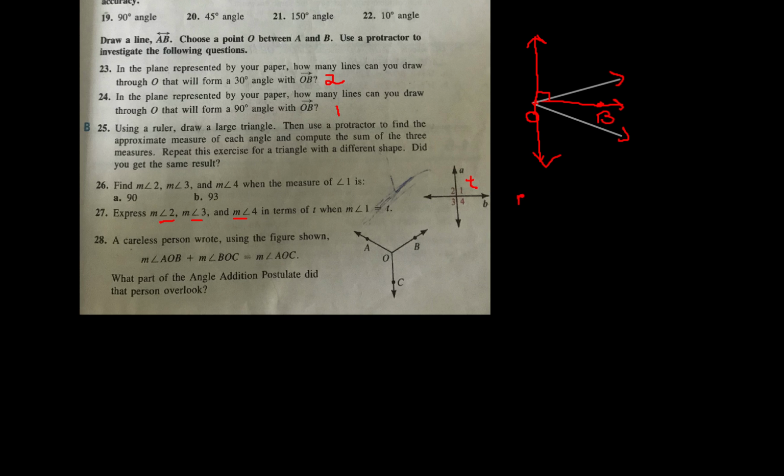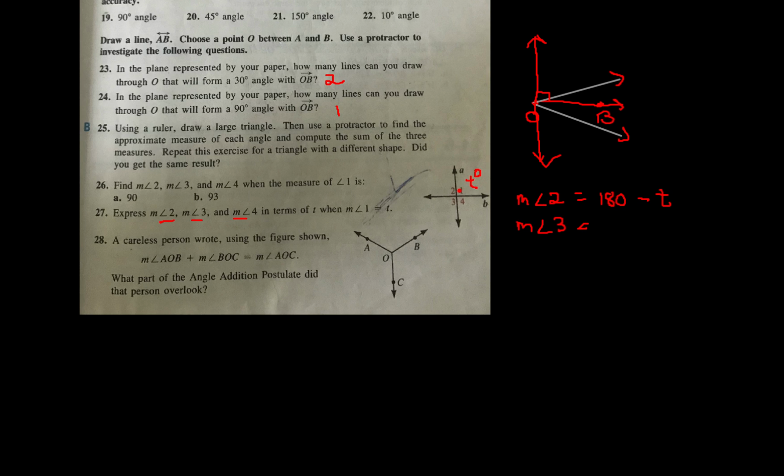So let's start with the measure of angle 2. The measure of angle 2, if you note, 1 and 2 lie on the same line right here. So 2 is going to be 180 degrees minus t, because t and angle 1 are the same. So that's how we're writing it in terms of t. So this is t degrees, basically. All right, measure of angle 3.